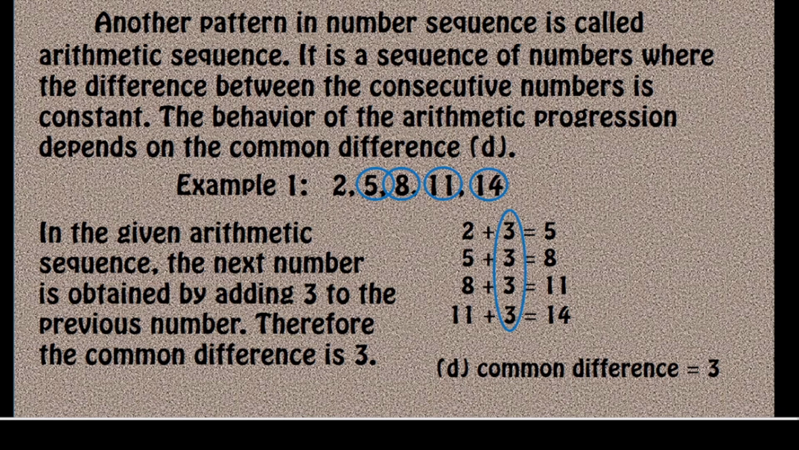Sa ganitong number sequence, children, pag-aaralan ninyo ang pattern ng pagkakasunod-sunod ng mga numero. Kagaya niyan, ang susunod sa 2 ay 5. So, nagdagdag ng 3. Susunod sa 5 ay 8. Nagdagdag ulit ng 3. At sa mga susunod pang numero ay nagdagdag ulit na 3. Ganyan ang tinatawag na arithmetic sequence. Ang pagkakasunod-sunod ay depende sa tinatawag na common difference.